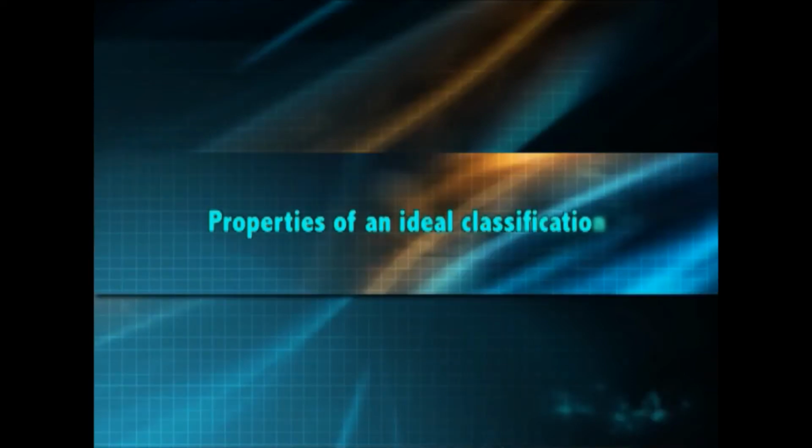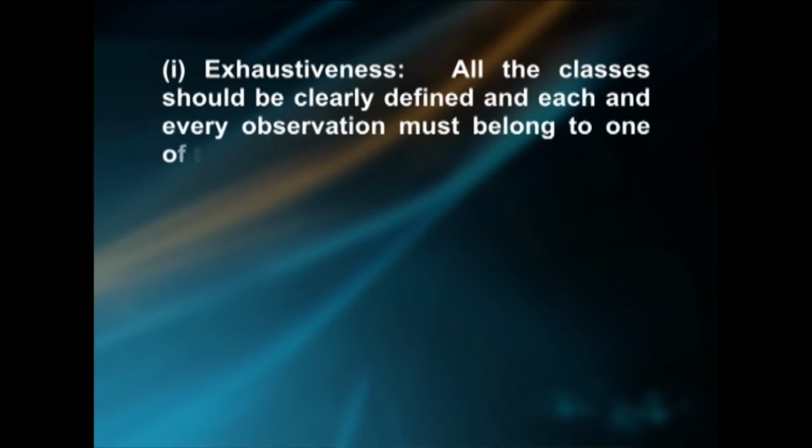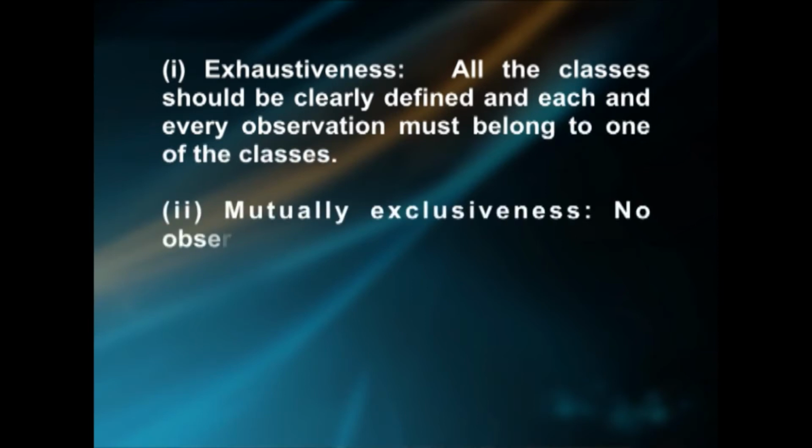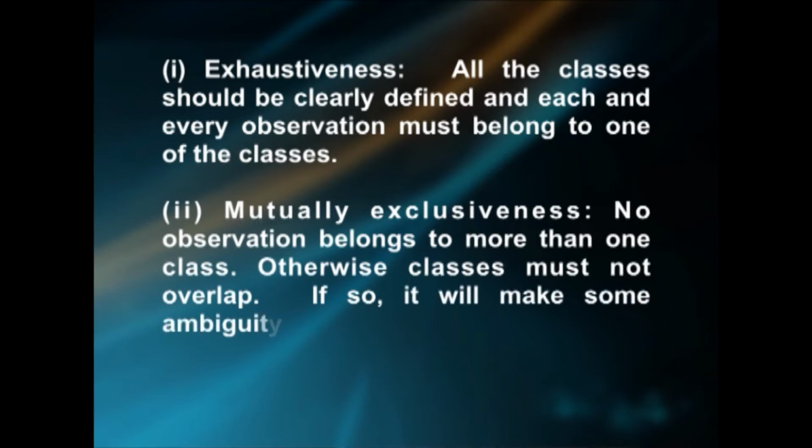Properties of an ideal classification. 1. Exhaustiveness. All the classes should be clearly defined and each and every observation must belong to one of the classes. 2. Mutual exclusiveness. No observation belongs to more than one class, that is, classes must not overlap. If so, it will make some ambiguity.